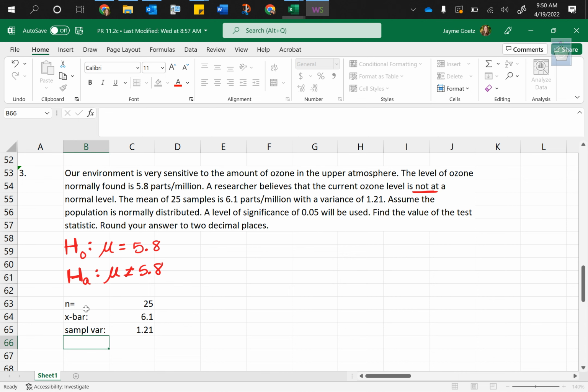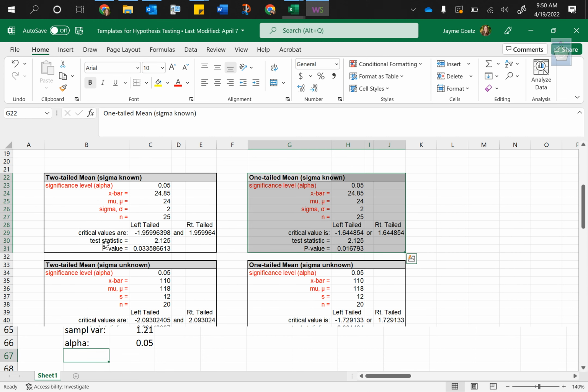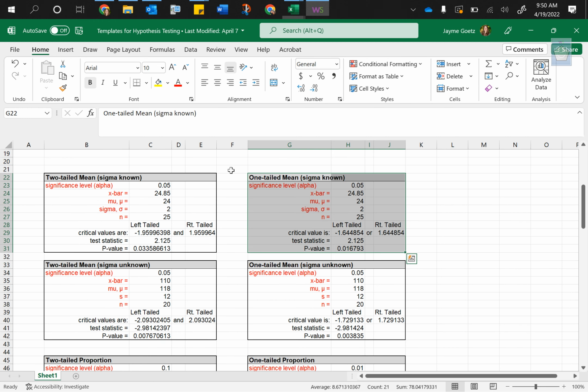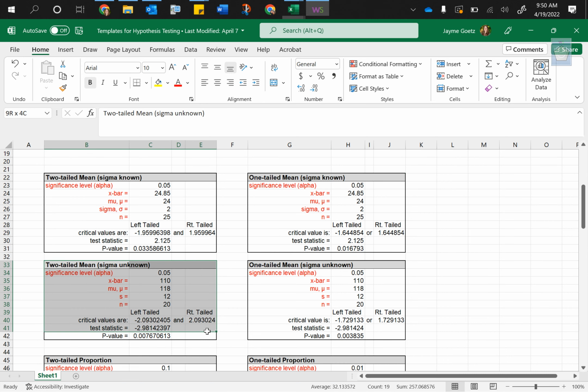Okay, and then finally, do I have my alpha? 0.05. Very good. All right, so we already said this was going to be a two-tailed mean test, but is sigma known or sigma unknown? Sigma unknown. So let's go to our templates. Two-tailed mean, sigma unknown. So two-tailed mean right here, sigma unknown.